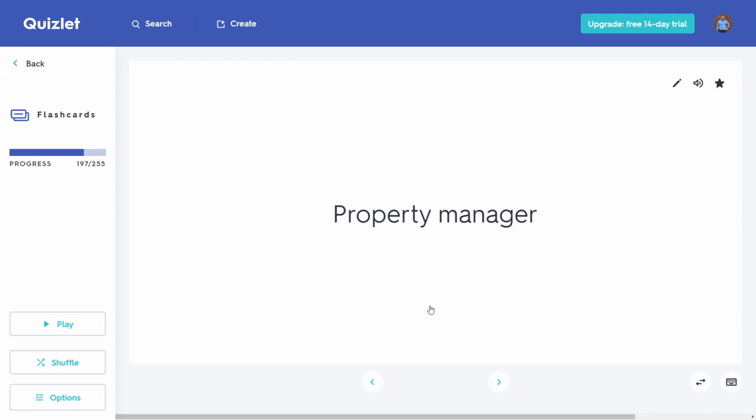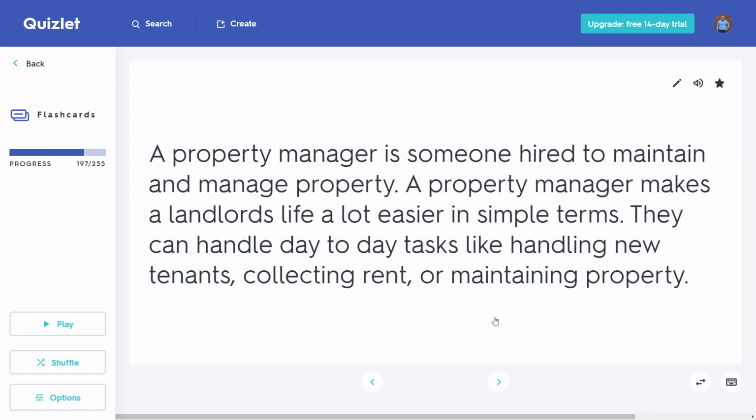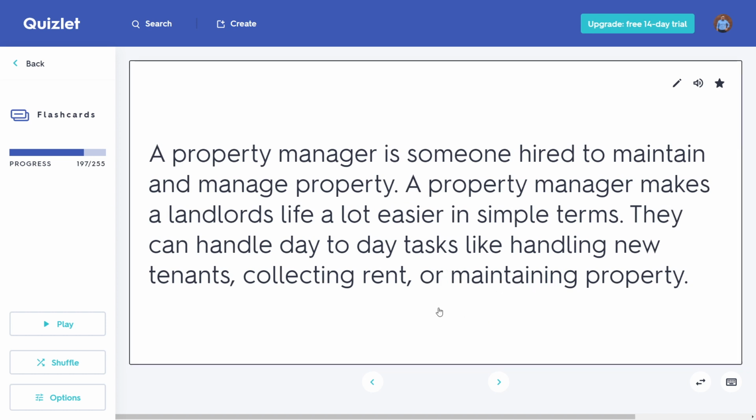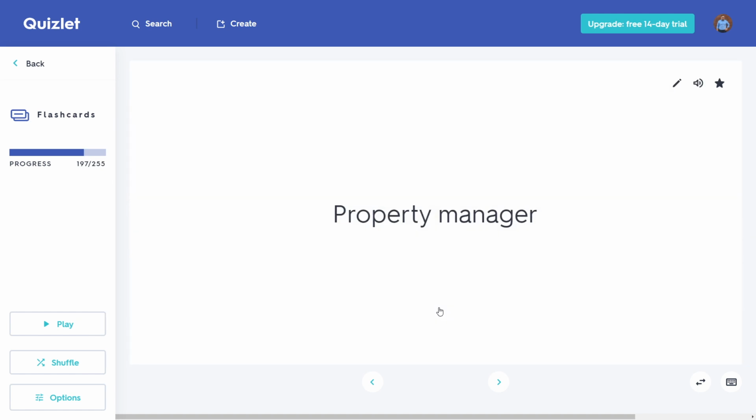And what is a property manager? Well, a property manager is someone hired to maintain and manage property. Now, what's super interesting about property managers, which doesn't say on here, but I'm going to tell you guys anyway, you actually have to get a real estate license to be a property manager in some states. And maybe that's why you guys are here today. Maybe that's your plan. And if that is, that's awesome. Good for you guys. I hope that's something that you enjoy doing.